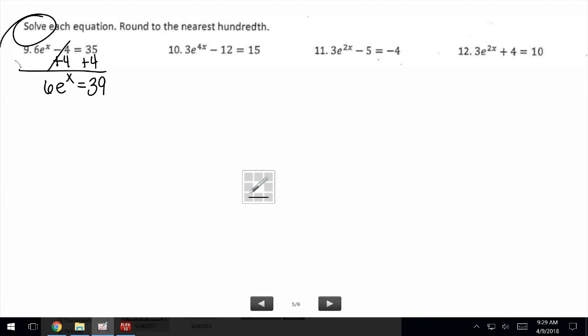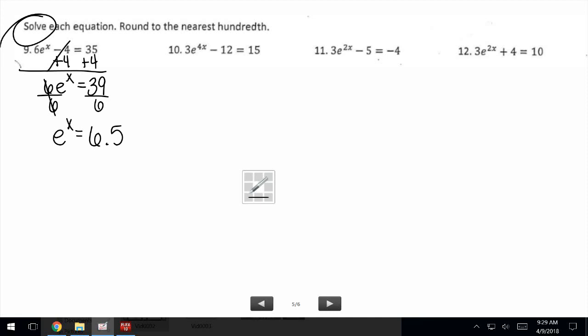What else do you see that you could move? 6. How do you move the 6? Divide by 6. There you go. All right, 39 does not divide by 6 evenly, but is it a good decimal? Does it stop? 39 divided by 6. You all got calculators. 6.5. There you go. It stops, so we can use it. 6.5. Nope, we still got to get x by itself.